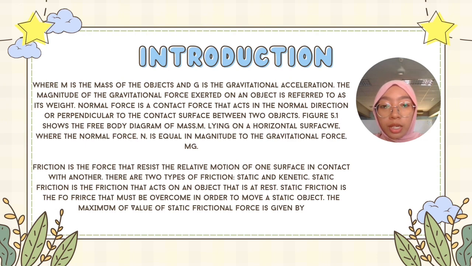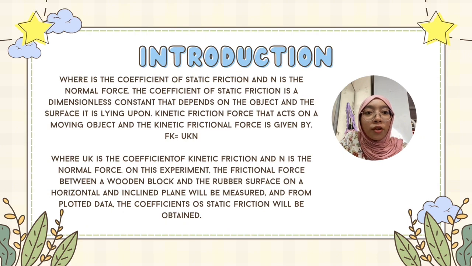Friction is the force that resists the relative motion of one surface in contact with another. There are two types of friction, static and kinetic. Static friction is the friction that acts on an object that is at rest. Static friction is the force that must be overcome in order to move a static object. The maximum value of static frictional force is given by Fs equals mu s N, where mu s is the coefficient of static friction and N is the normal force. The coefficient of static friction is a dimensionless constant that depends on the object and the surface it is lying on.